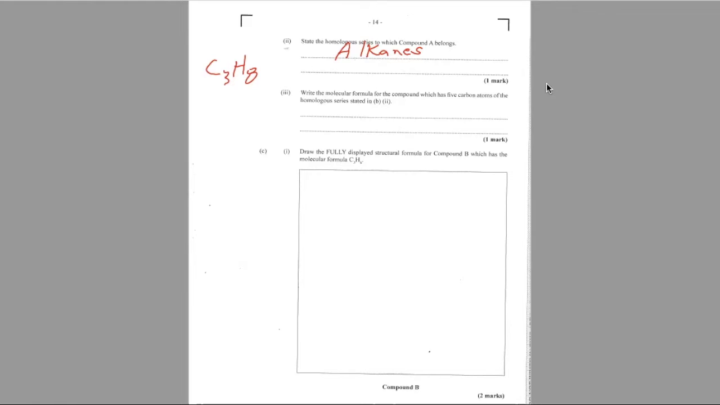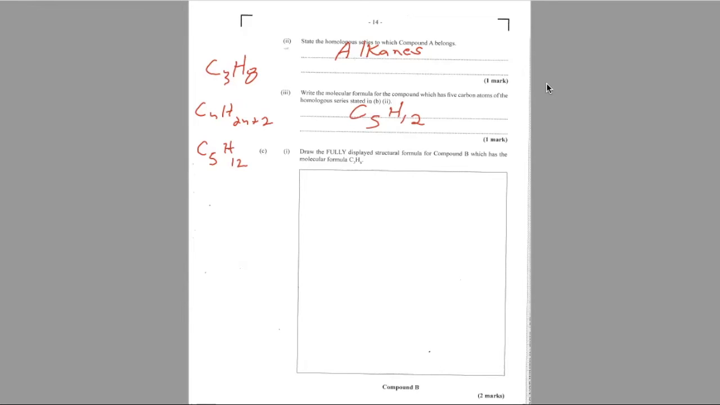So the one with 5 carbon atoms, we will use the general formula CnH2n plus 2, and that will give us the molecular formula. So if I want 5 carbons, we're going to put 5 where n is. So that would give us C5, then 2 times 5 is 10, plus 2, 12. So that would be C5H12. And they want us to draw the fully displayed structural formula for compound. Oh, this is a different question.